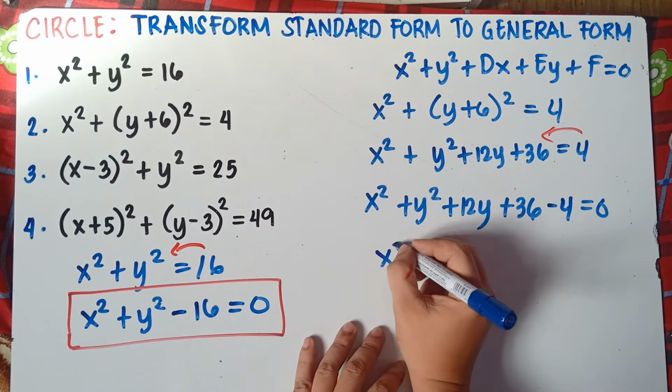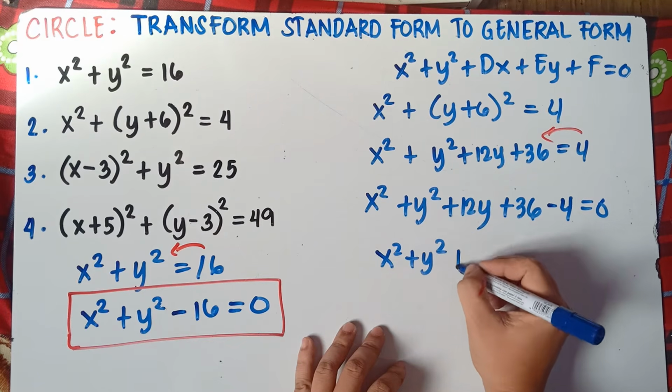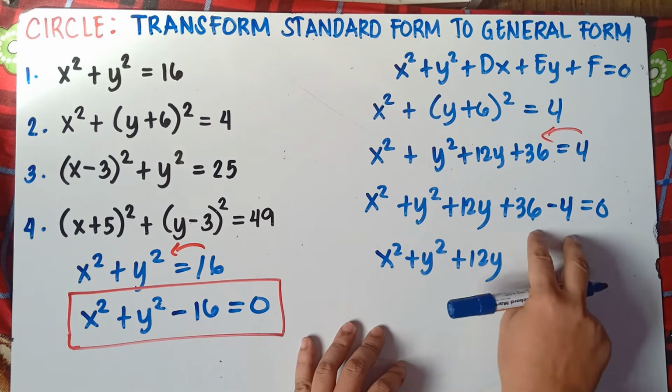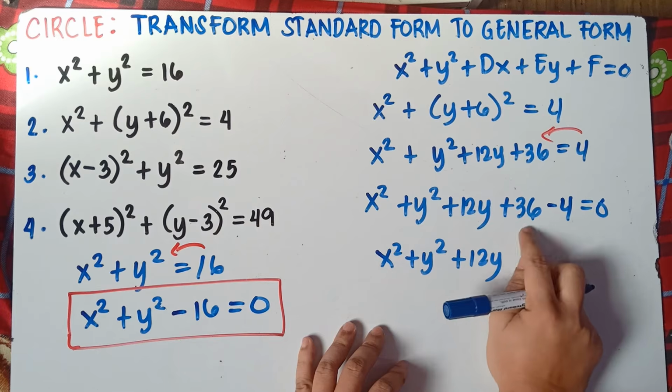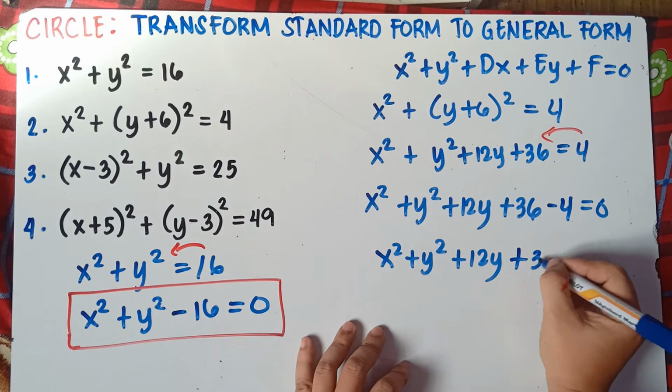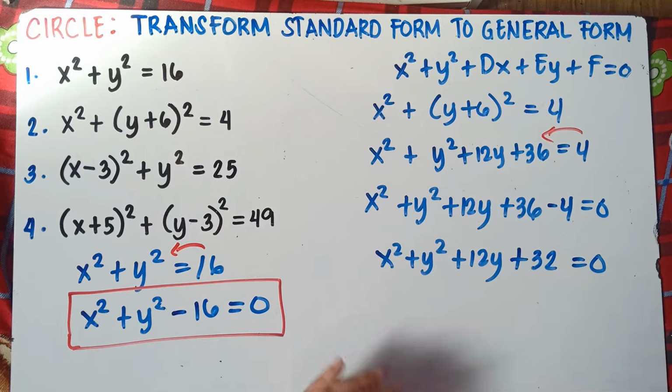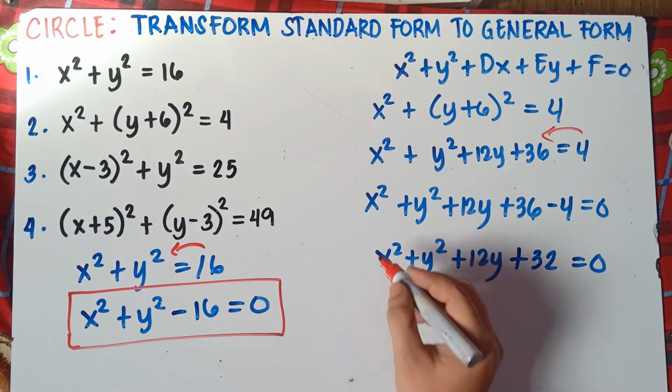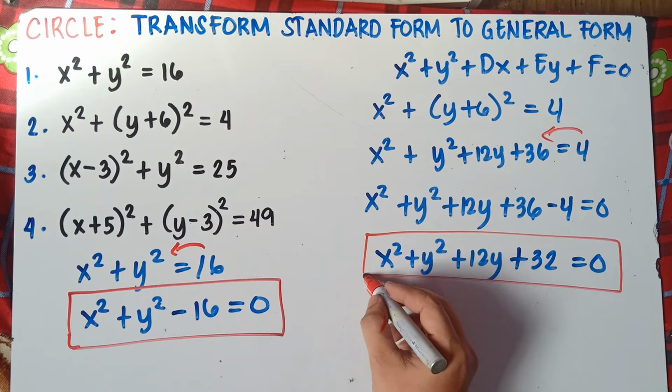And your final answer will be x squared plus y squared plus 12y. So combine like terms. So we can combine 36 and 4. 36 minus 4, that's positive 32, equals 0. That's it, class. All set for number 2. Easy, right? For number 2.